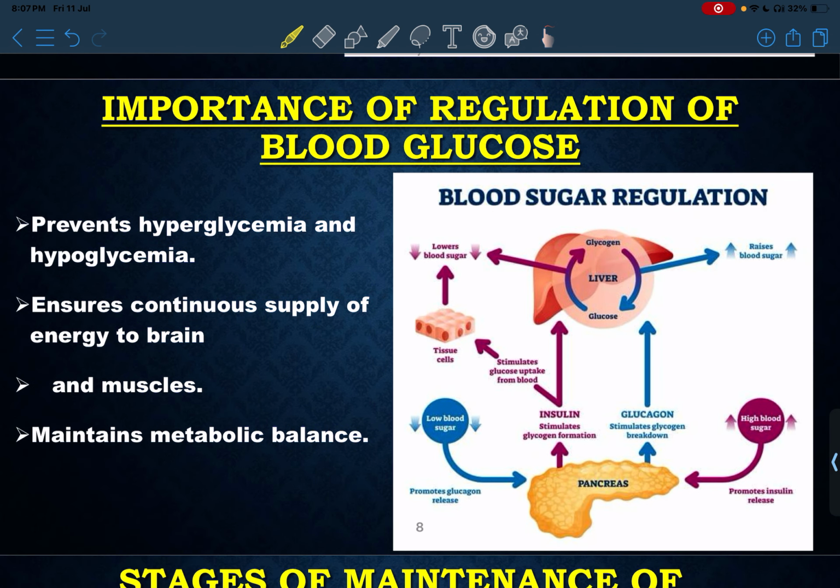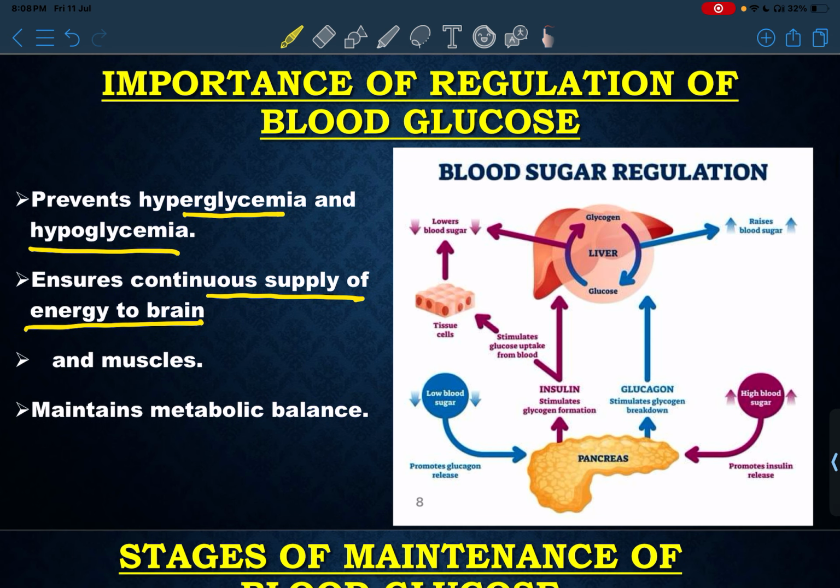So what is the importance of regulation of blood glucose? To prevent hyperglycemia, which is an increase of blood glucose more than the normal level, and hypoglycemia, a decrease of blood glucose less than the normal level. Ensure continuous supply of energy to the brain, I have already told you about this, and muscle. Maintain metabolic balance, which is metabolic pathways.